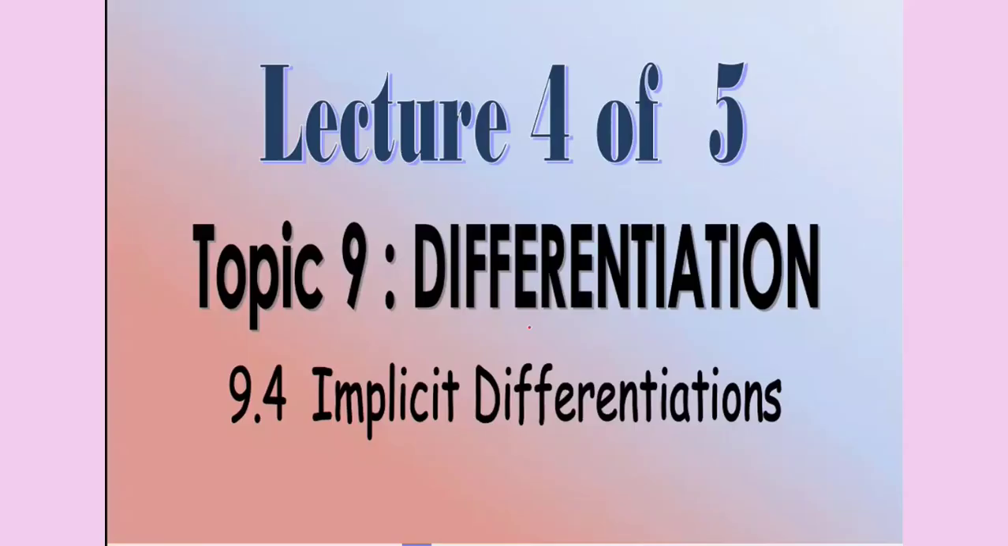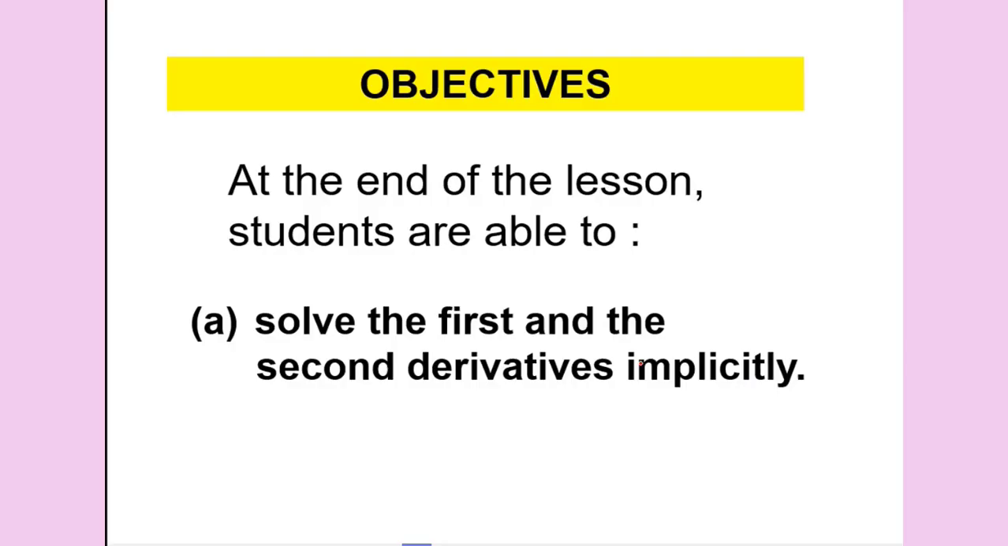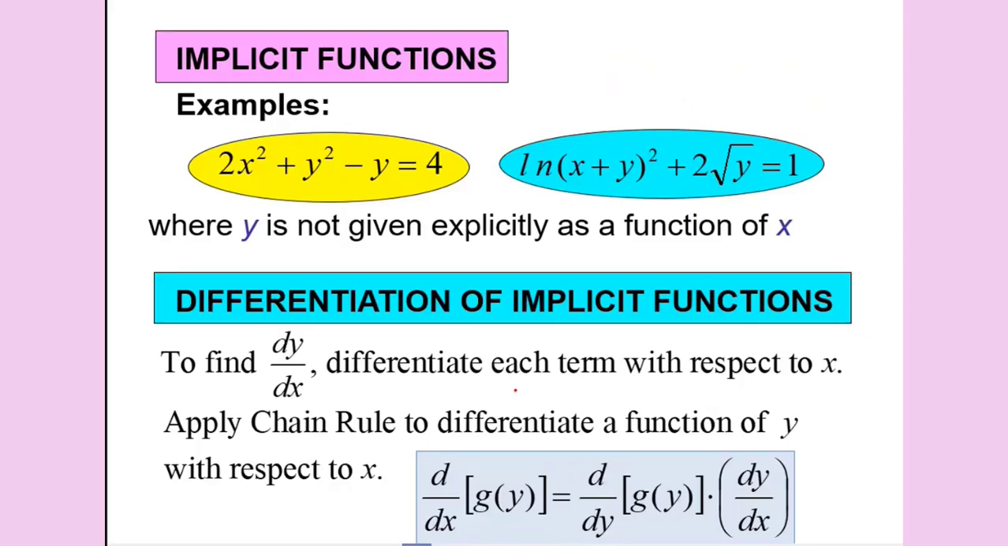Lecture 4 or 5, differentiation, implicit differentiation. Before this, we did explicit. Our objective outcomes: solve first and second derivatives implicitly. We still use the same rules of differentiation. Maybe a bit different because we need to differentiate implicitly instead of explicitly. Then, these are implicit functions.